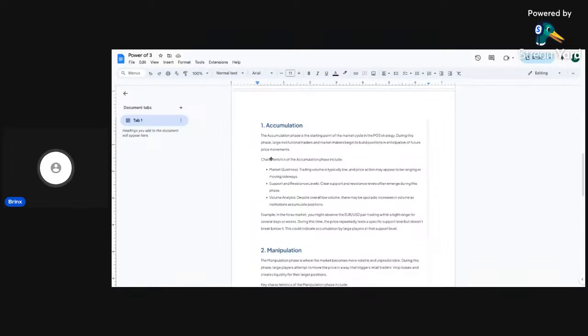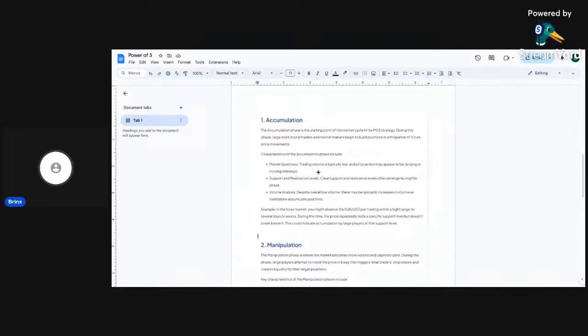And so when we talk about the accumulation phase, the accumulation phase is really the starting point of the market cycle in the power of three strategy. During this phase, large institutional traders and market makers begin to build positions in anticipation of future price movements. In future lessons, we'll talk about liquidity and why the market is moving to certain levels. But as of right now, I just want you guys to understand this concept. If you can start to see this, then it's going to start to make a lot more sense along the way.